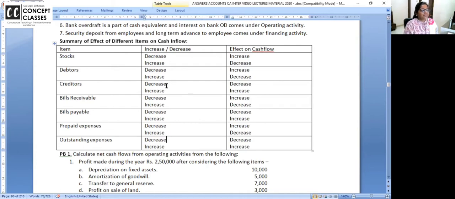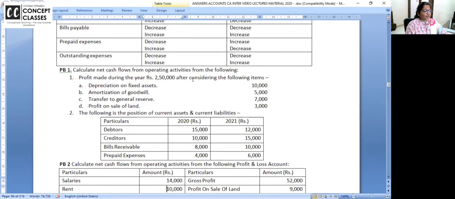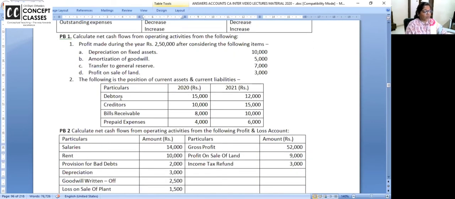So some of you, I know, especially math students, must be saying, ma'am, liabilities are going in the same direction. Liability decrease, cash decrease, and assets are going in the opposite direction. I don't know, that doesn't work always. So let us go and do problem number 1.